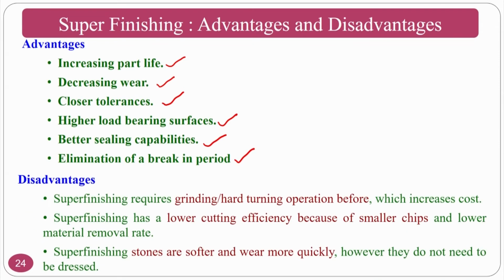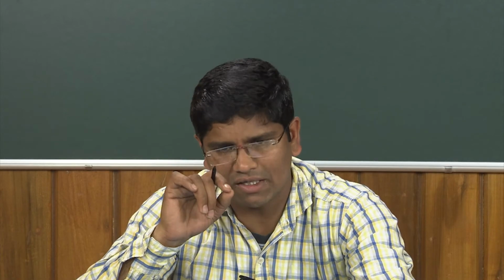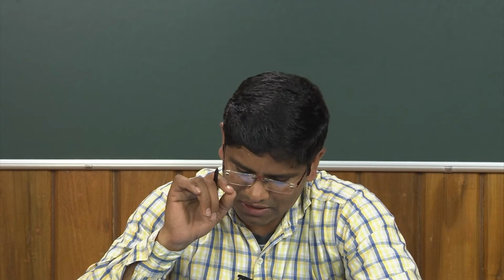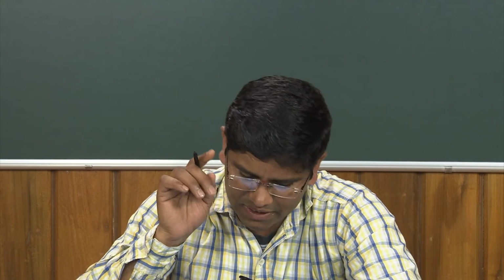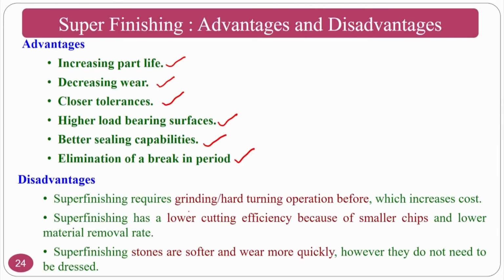The disadvantages of this particular process: every process will have pros and cons. So there are some disadvantages. You need a pre-finishing or pre-machining process like grinding or hard turning, and only then can you use the super finishing operation.